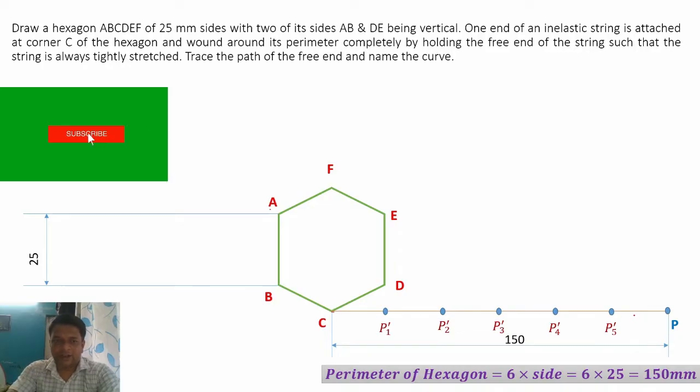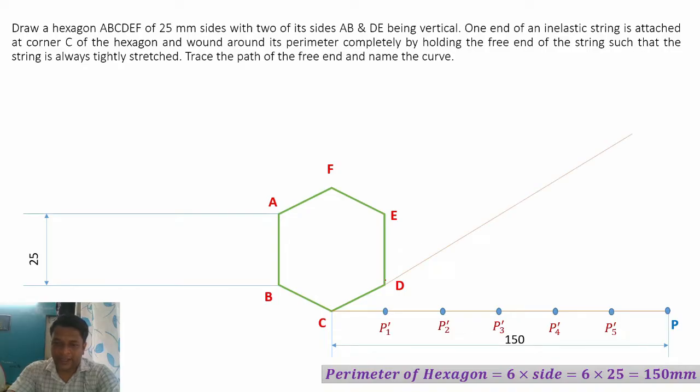So this is the length of the hexagon mentioned over here. Then extend the line CD in this way. Extend this line CD upward. Extend the line D in the upward direction. Extend the line EF, then extend the line AF in this direction. Extend the line AB downward.